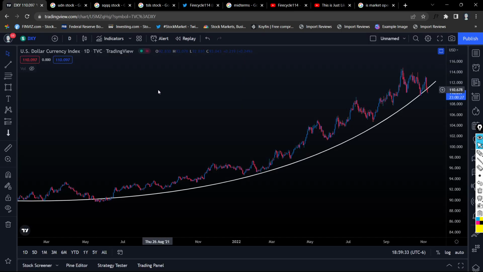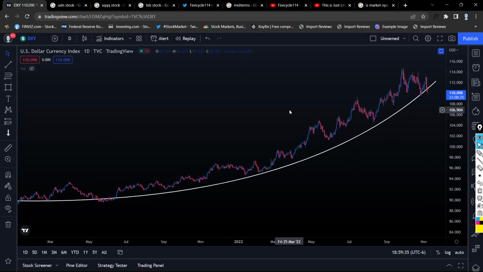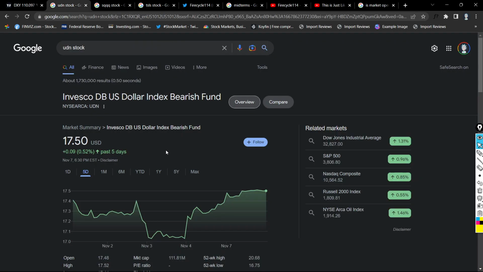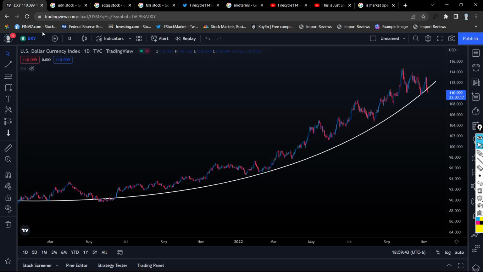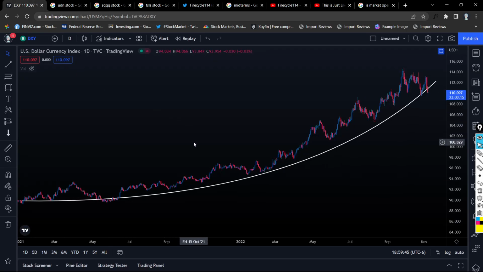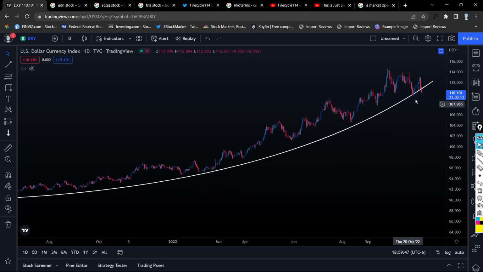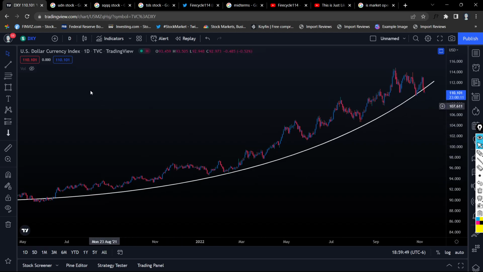The US dollar has been going parabolic on the daily time frame, and the question is, how can you short the US dollar? I want to go over how you can short the US dollar, why I am also shorting the US dollar, and I'll be going into some very in-depth technical analysis on DXY, which is the US dollar.